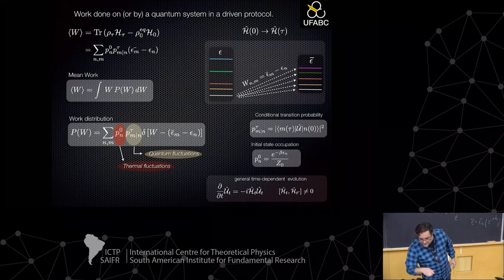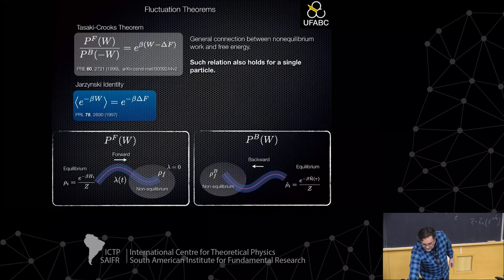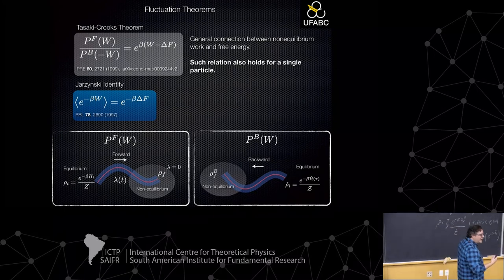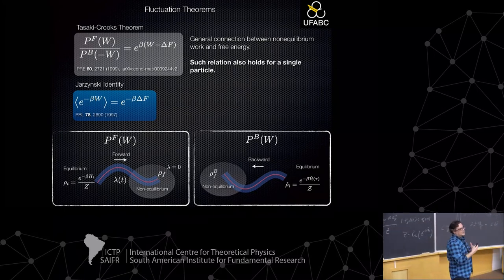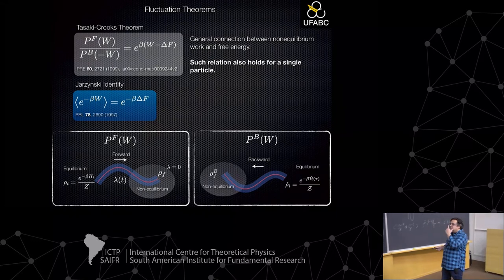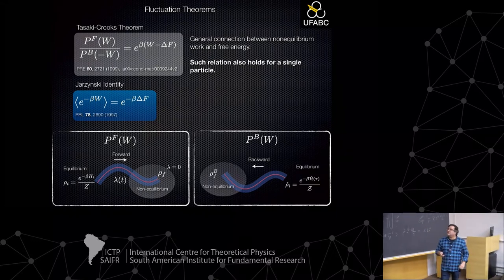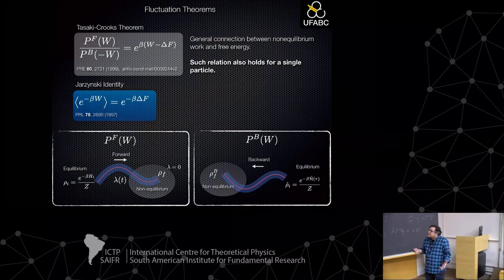So then if I want to do something useful, I have to find a way to measure this distribution of work. And there are some very nice theorems which are satisfied for a far from equilibrium system. It's also valid just for one Brownian particle, for example, in the classical scenario. It's also valid for one qubit in the quantum scenario. So in these fluctuation theorems, we can recover equalities even in a far from equilibrium situation.